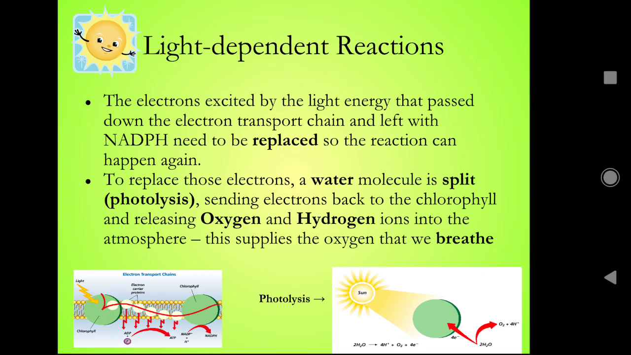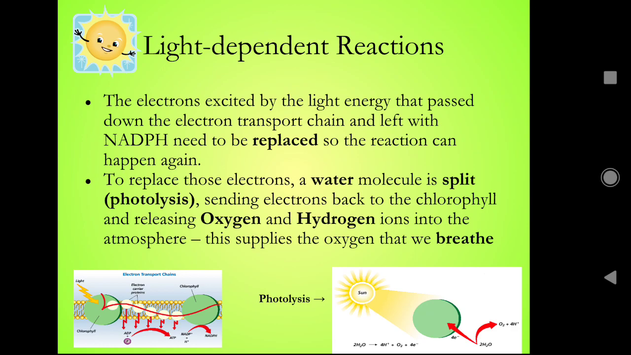Probably the most important thing to note is the second note there. It says that to replace the electrons that are used in the electron transport chain, the water molecule is split. This process is called photolysis. The water is required for this. So basically, if you look at the chemical equation, water, H2O, is needed, and during photolysis the water molecule H2O is actually split. The bonds between the hydrogens and the oxygen are severed.